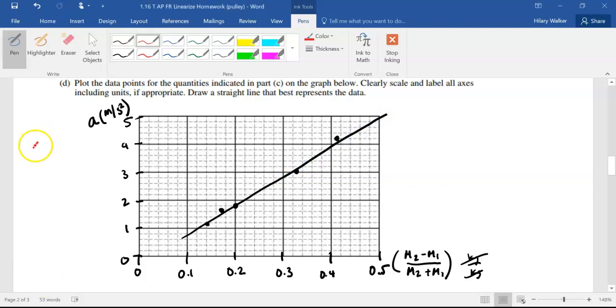This is out of 3 points. You get 1 point for using a correct scale on the x and y axes and making sure that scale fills up over half of the graph. Another point for correctly plotting the data. And then a third point for drawing a best fit line. I'll go ahead and write that down.